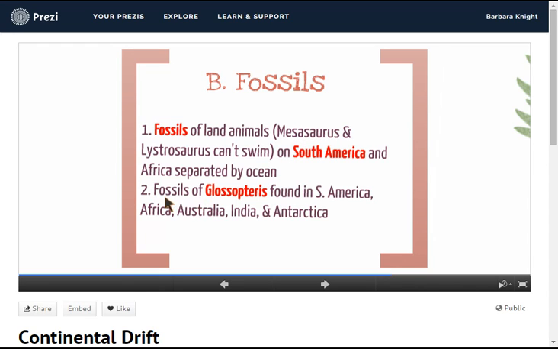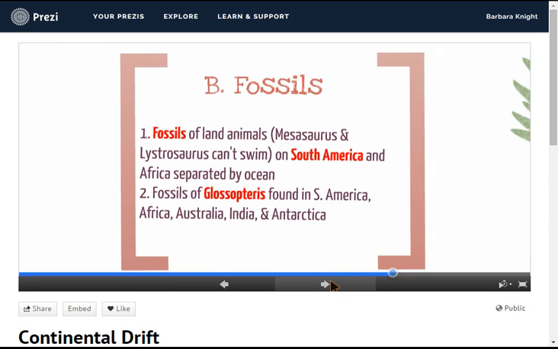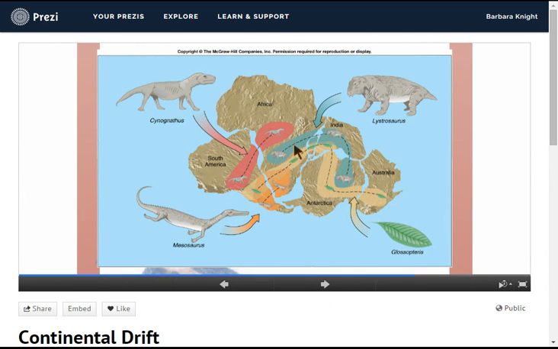Also, we find fossils of plants that are found in South America, Africa, Australia, India, and Antarctica, which would also lead us to believe, since plants cannot swim across a huge ocean, that they were actually all together at one point. So again, here are those land animals that are found. So if we look at Mesosaurus, for example, we see that Mesosaurus was found all throughout Pangaea.